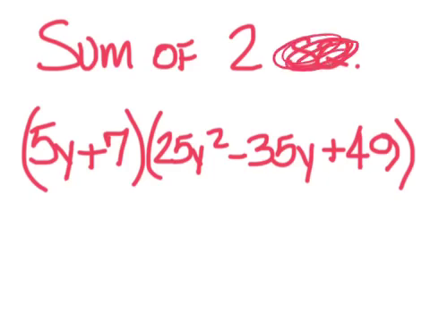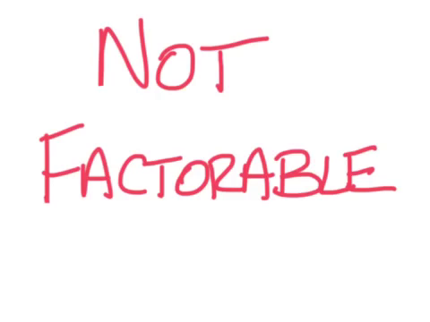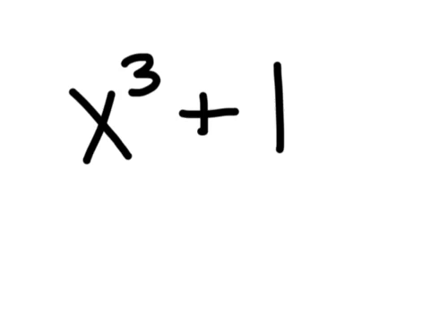And what is this one? Difference between 2 squares, or sum of 2 squares. Not factorable. There is no sum of 2 squares. What's this one? The sum of 2 cubes. What is this one? Sum of 2 squares. I mean, a difference of 2 squares.